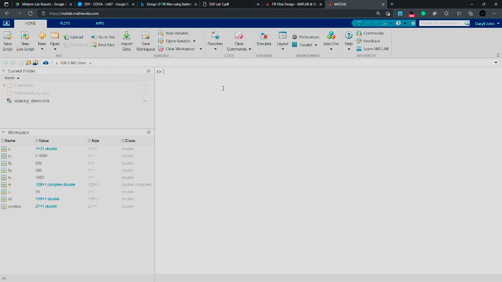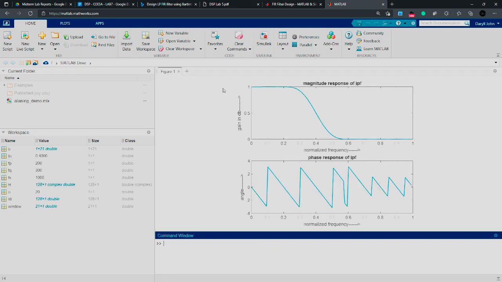As we can see, this is a Hamming window for the magnitude response of a low-pass FIR filter. The magnitude response is somewhat like a sigmoid function, and our phase response is a zigzag line. With that, let's look at our Bartlett or triangle window.